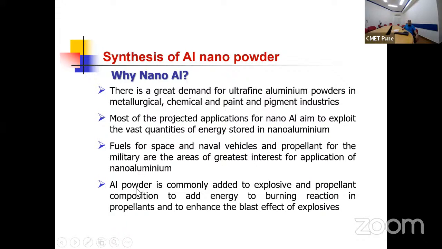Nano aluminum is commonly added to explosives and propellant compositions to add energy to burning reactions in propellant and to enhance the blast effect of the explosives.